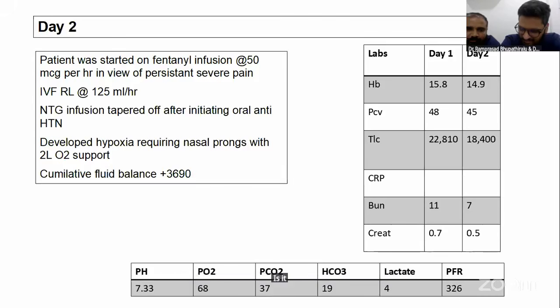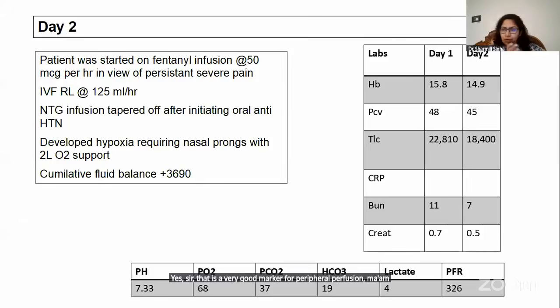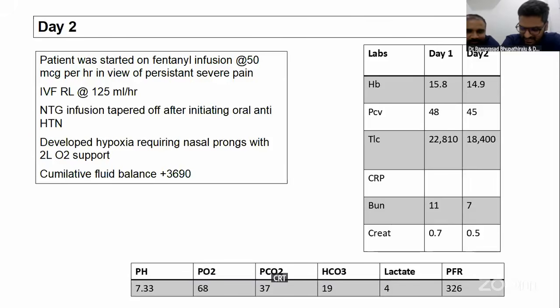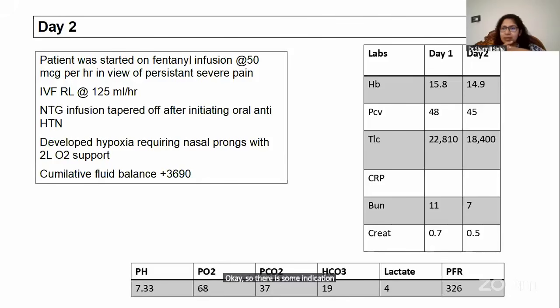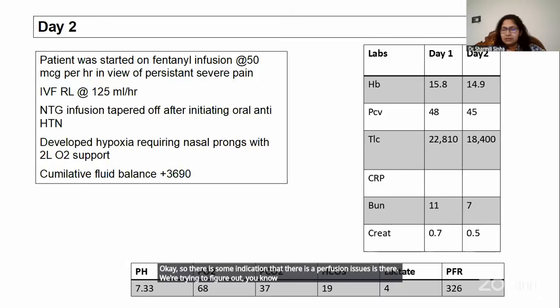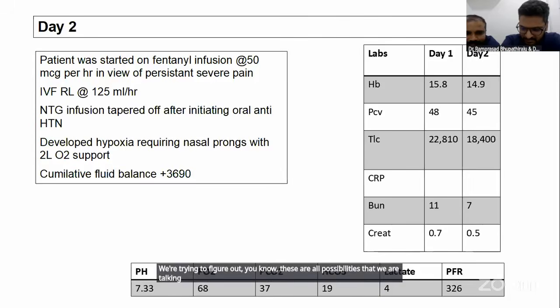I mean, it would be helpful. Yes, so that is a very good marker for peripheral perfusion, ma'am. So his peripheries were warm, or was it checked, like CRT? Didn't check CRT, ma'am, but peripheries were warm only, ma'am, not cold. Yes, okay, so there is some indication that there are some perfusion issues. We're trying to figure out all the possibilities that we are talking about. Yes, there is some problem there.